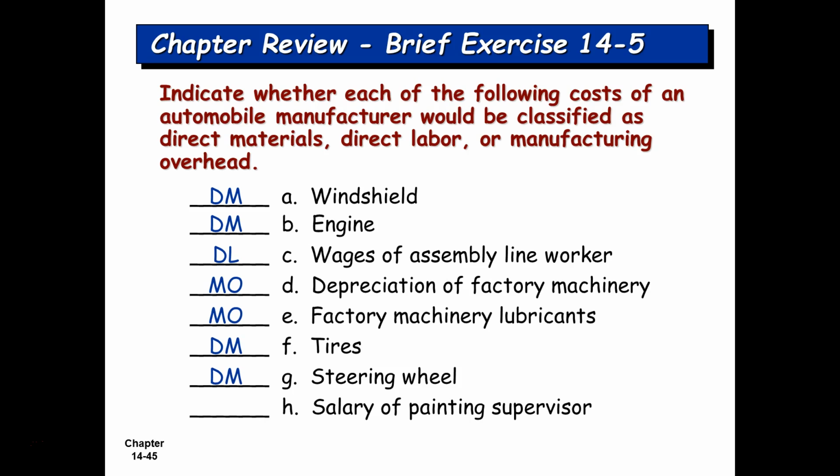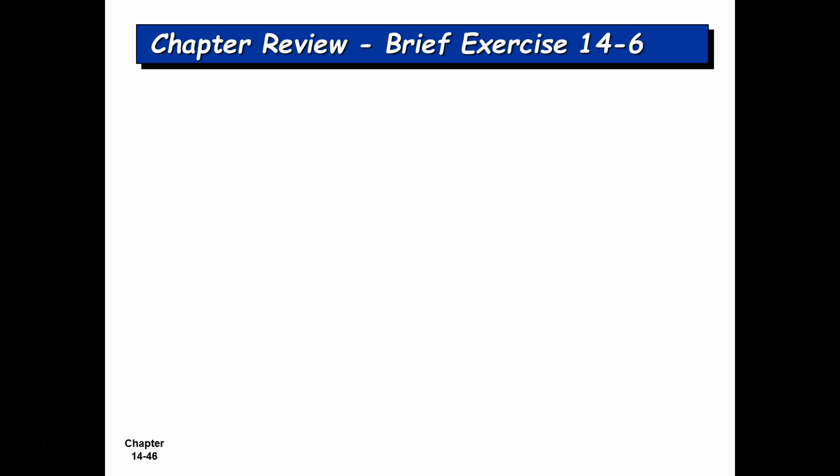Salary of the painting supervisor is manufacturing overhead. Again, this particular person is going to several different automobiles. It's not going to be directly identifiable. So we're going to put him as overhead. And just as a side note, manufacturing overhead is subdivided into two things. Variable overhead, which means it varies, and fixed overhead, meaning that it's fixed.